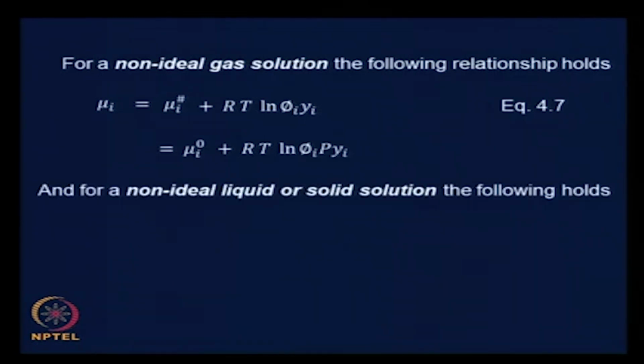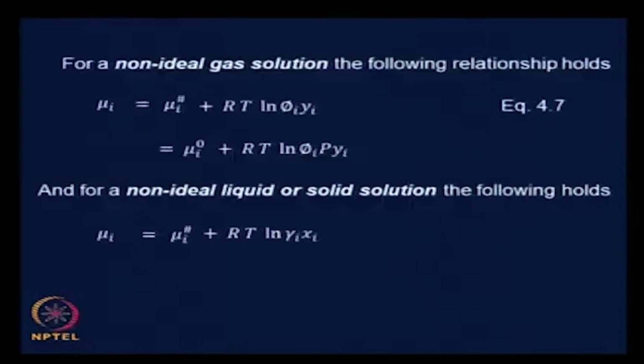And for a non-ideal liquid or solid solution, you could have this mu I in the same form, equals mu I hash plus RT ln gamma I xi, where gamma I brings in the non-ideality of the solution. And what did we mean by non-ideality? If you go back, we said that if you put in various components, then the weighted average of their properties may not equal the actual property of the solution itself. So that is the non-ideality that we are talking about.